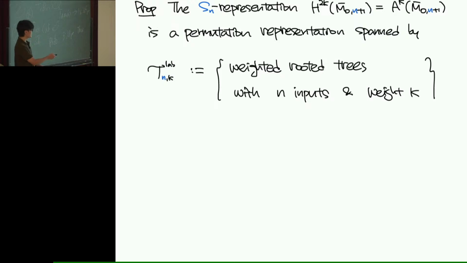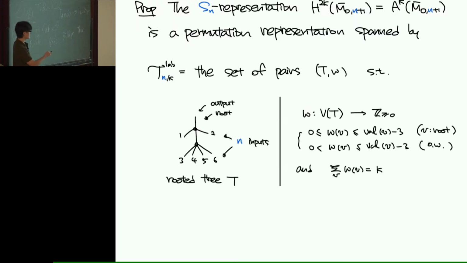The more precise definition of the weighted rooted tree is a pair of a rooted tree and a weight function. The way we define this weighted rooted tree comes from how the basis looks. That's how we define these combinatorial objects.